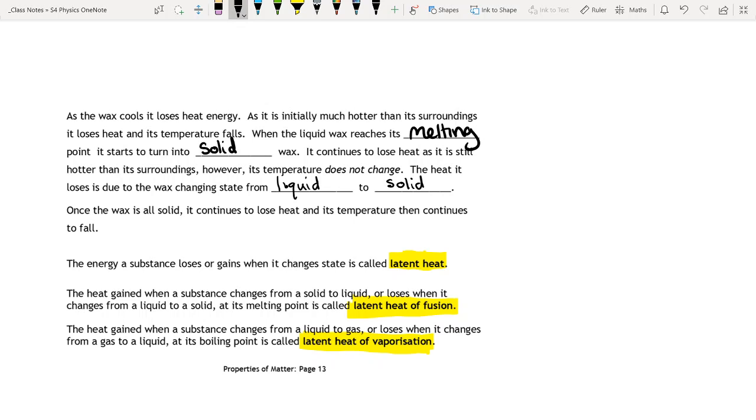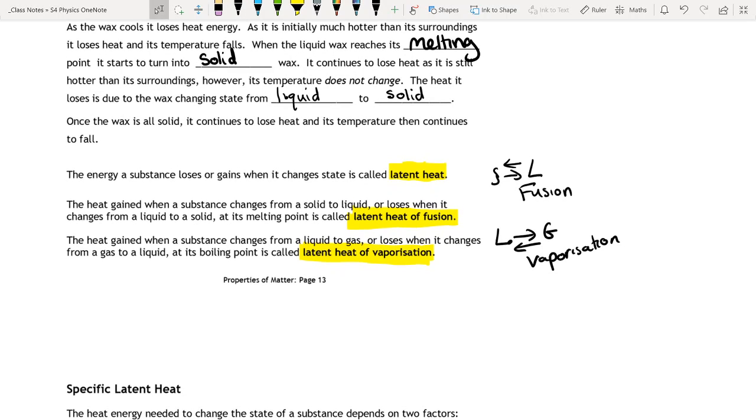Okay, so solid to liquid, it's fusion. Liquid to gas or gas to liquid is vaporization. Sublimation is when it goes from one end to the other end without the in-between bit. So fusion is used when something melts or freezes. Vaporization is used when something evaporates or condenses.